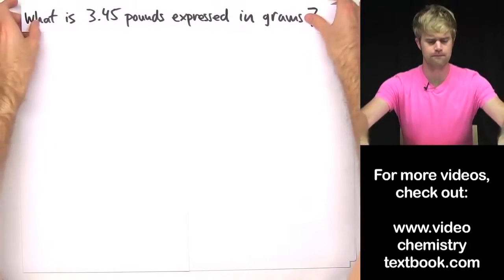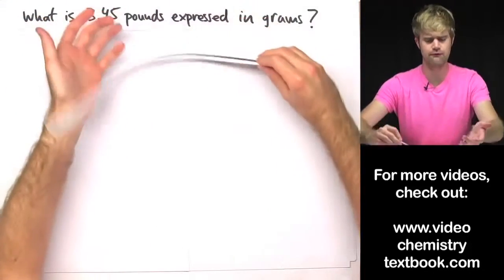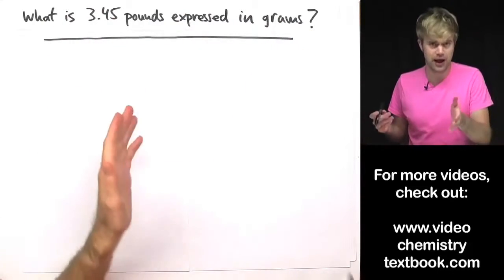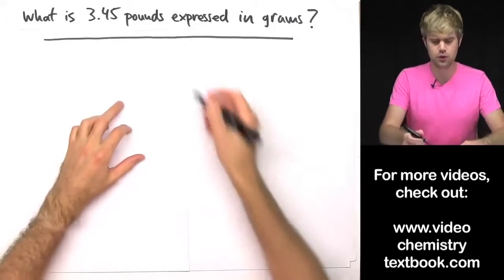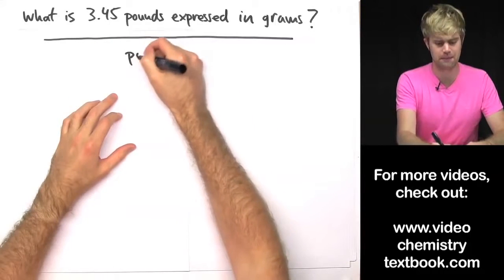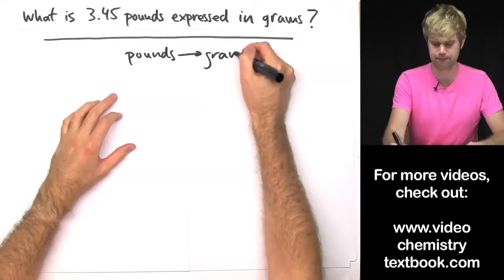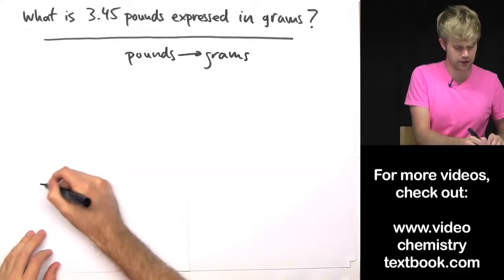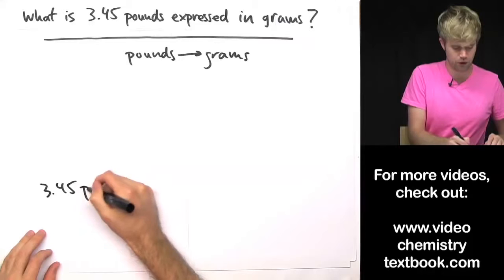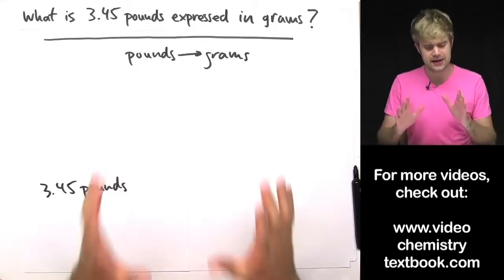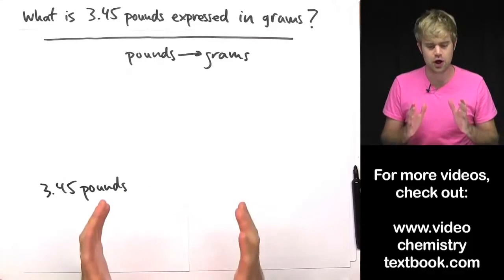So here is our first one. We want to know what is 3.45 pounds expressed in grams. So the conversion that we're going to be doing is pounds to grams. And we're going to be starting with 3.45 pounds.